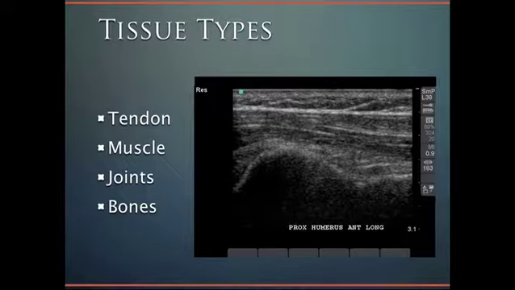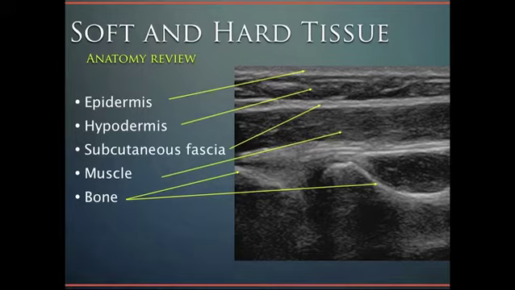Now, the different types of tissue we can see on the ultrasound in those first few centimeters, well, we can see tendons, we can see muscle, joints, and the bones. Now, there's soft and hard tissue. Most of the tissue is soft, and that's from the skin line seen there with the epidermis, down through the hypodermis, or sometimes called the subcutaneous tissue. And then there's the subcutaneous fascia, which is that hyperechoic line.